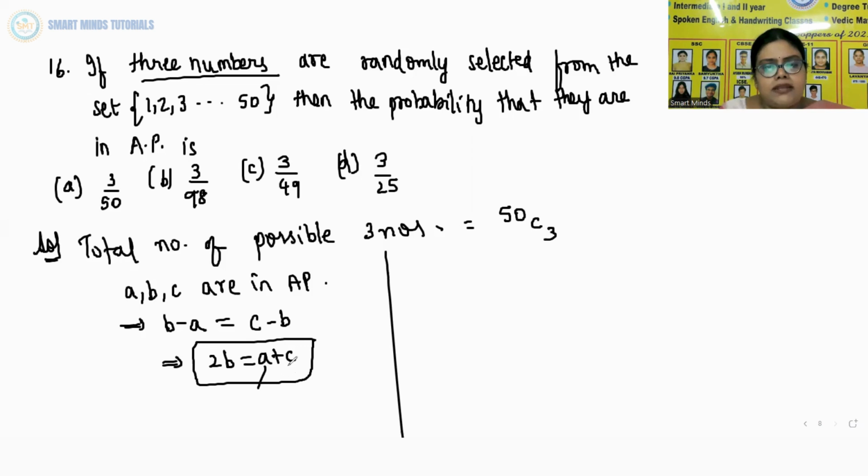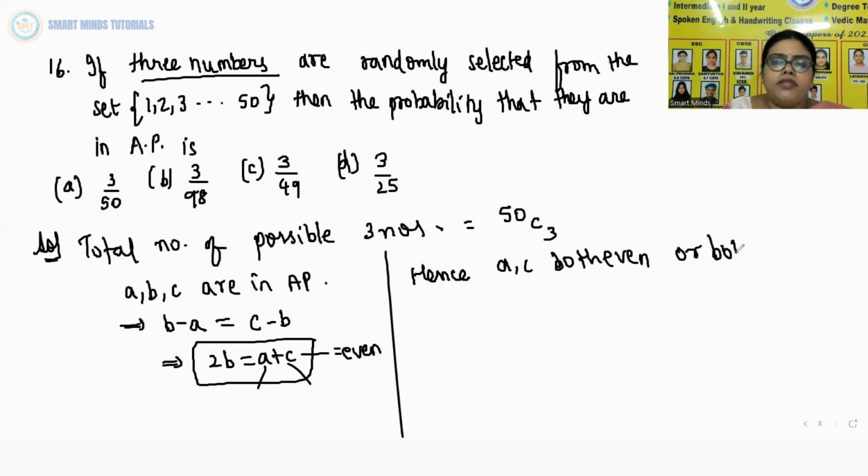Now A plus C is even. So 2 into something is an even number, no? That is possible if both are even or both are odd. So 2B is equal to A plus C, that is equal to even. Hence, A comma C are both even or both are odd. Then only you get an even number. Now the numbers are 1, 2, 3, so on up to 50. In these 50 numbers, you have 25 even and 25 odd.